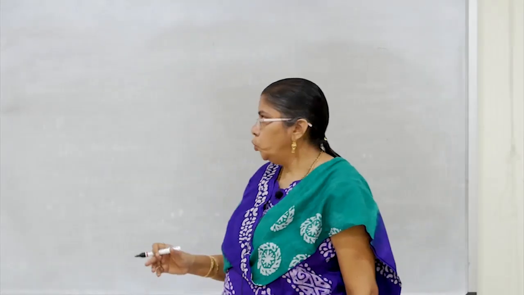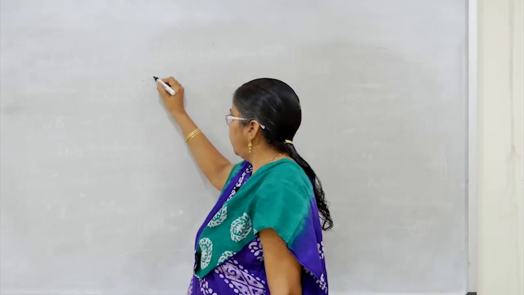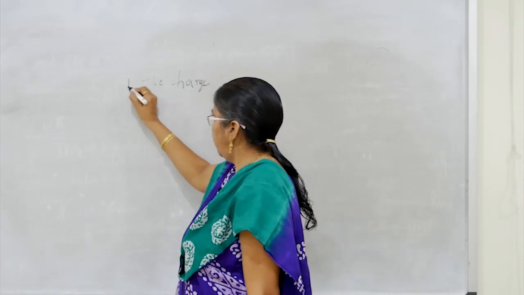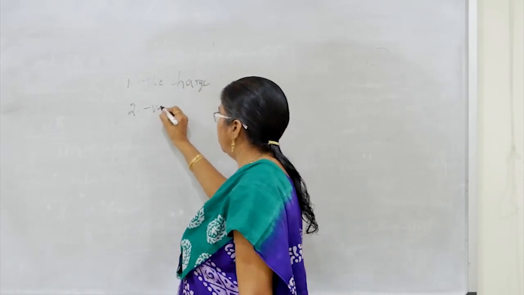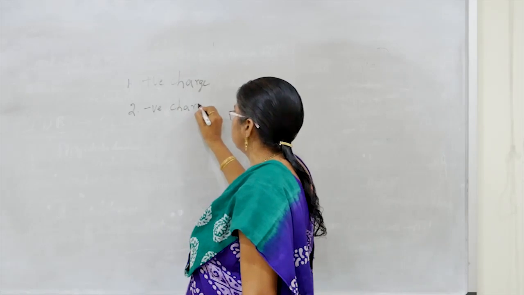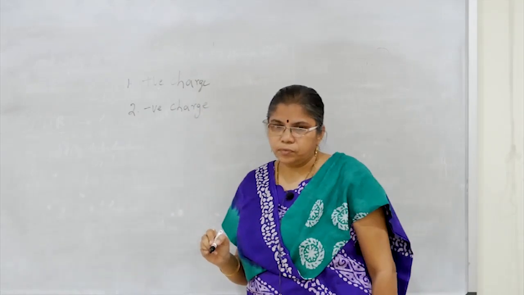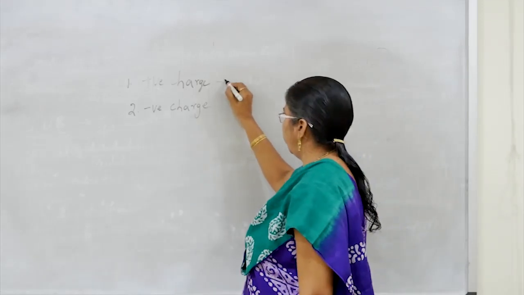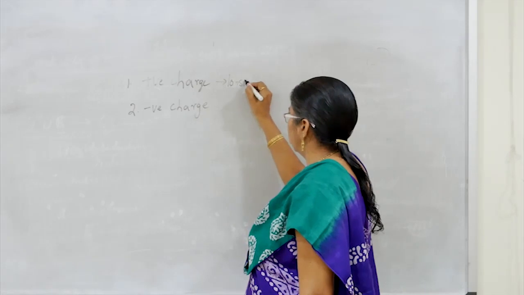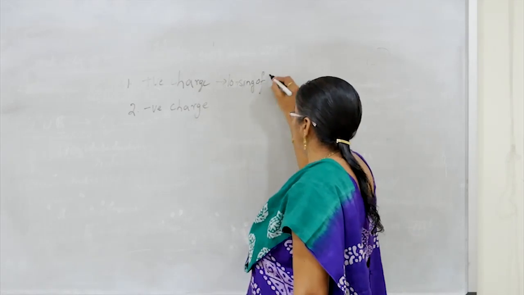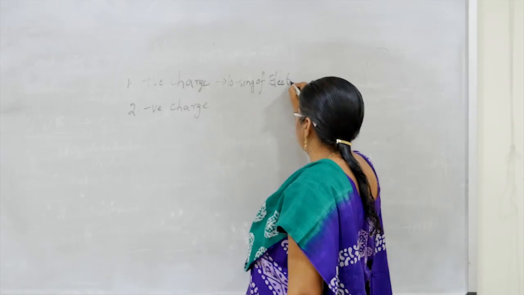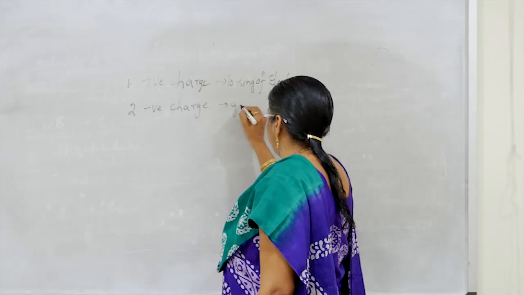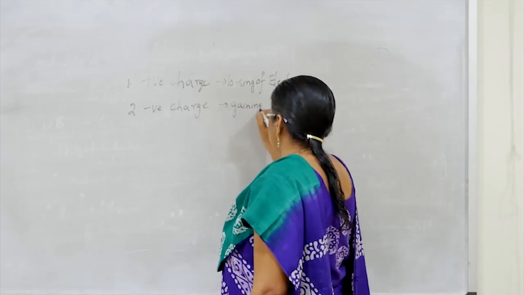In nature there are two types of charges. One is positive charge and the second one is negative charge. So positive charge is obtained by losing of electrons, and negative charge is obtained by gaining of electrons.